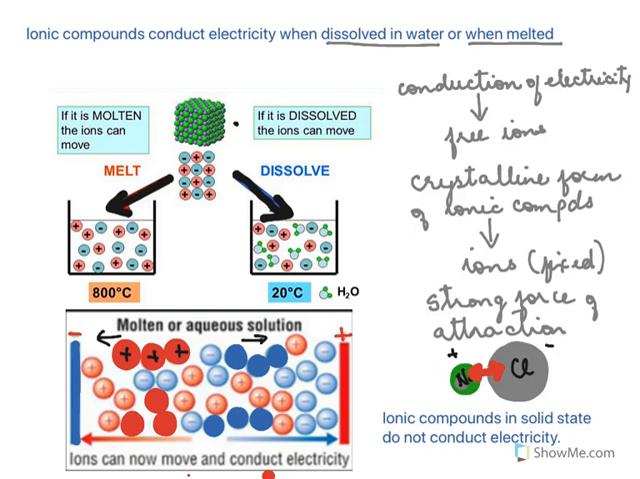So to go back to this point, ionic compounds in solid state do not conduct electricity. And why? Because the ions are not free. No free ions. Ions are held tightly by the electrostatic force of attraction.